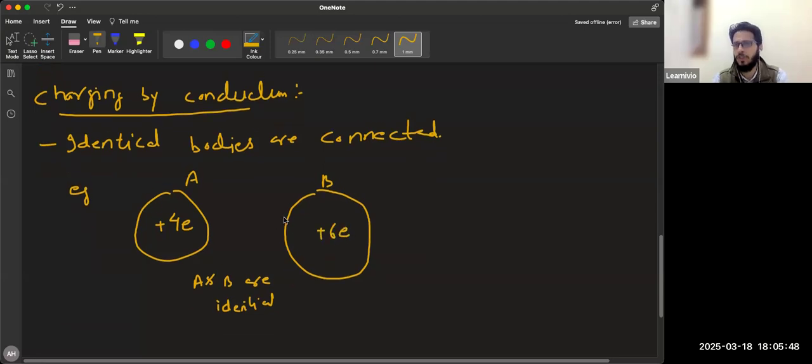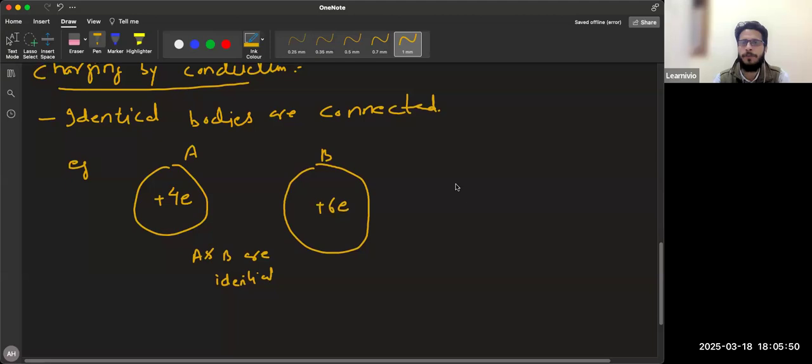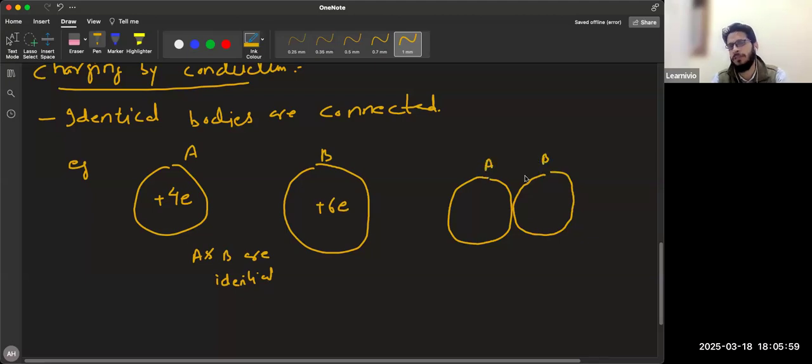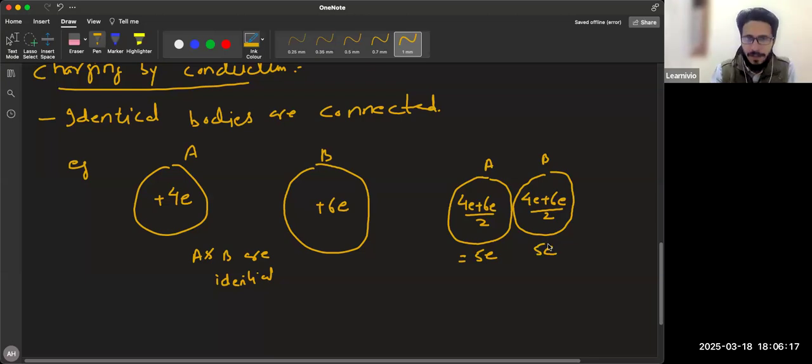So this is before connection. After connection, when you connect A and B, charge will flow from B to A until both have the same charge. So the charge will get equally divided. This will have 4E plus 6E divided by 2. This will again have 4E plus 6E divided by 2. So this will have a charge of 5E. This will again have a charge of 5E. That is the charging by conduction, which can be used in numericals.